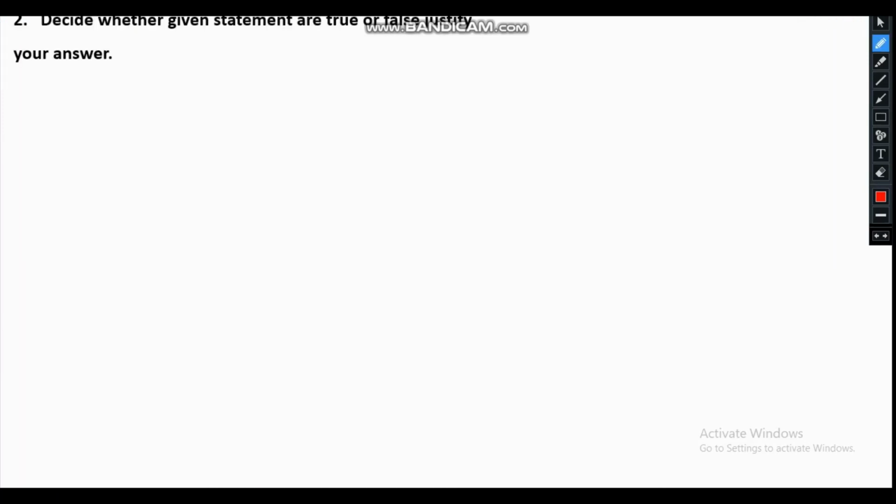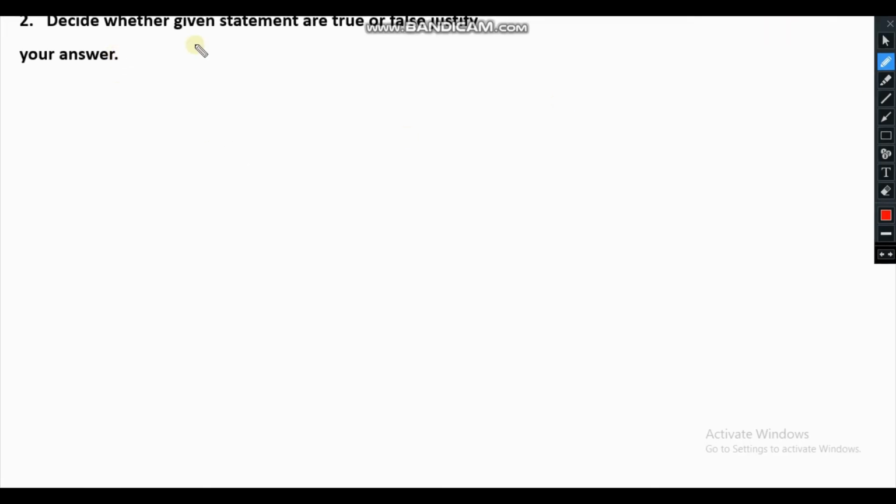Now question number 2, decide whether the statements are true or false. Justify here. Now question 1, 3 9 5 0 is a square matrix. So it is a square matrix because the 2 rows and 2 columns are the same.